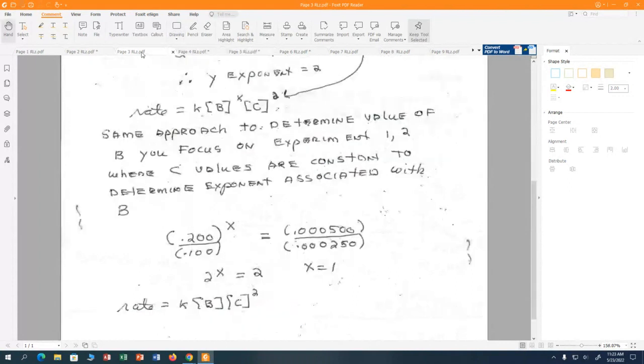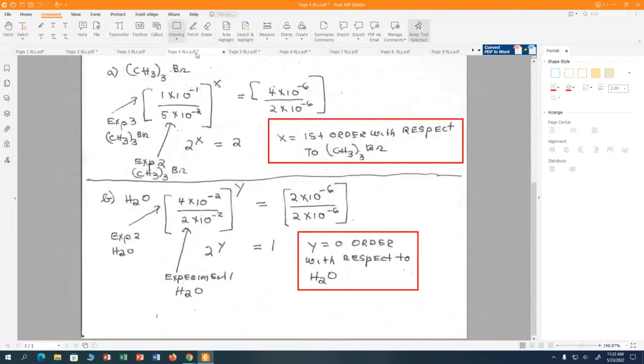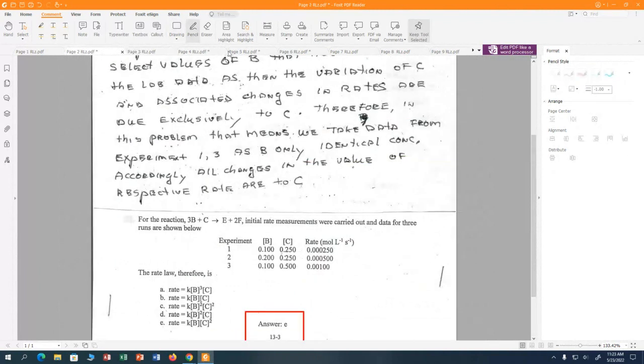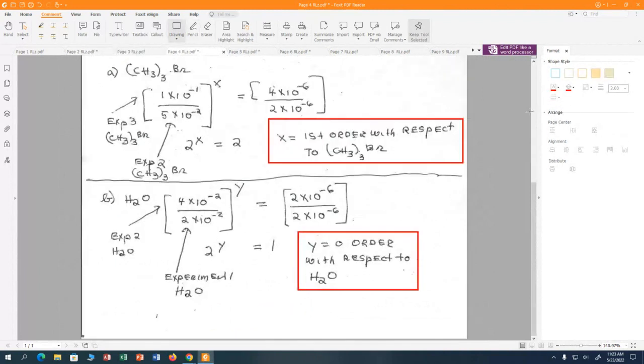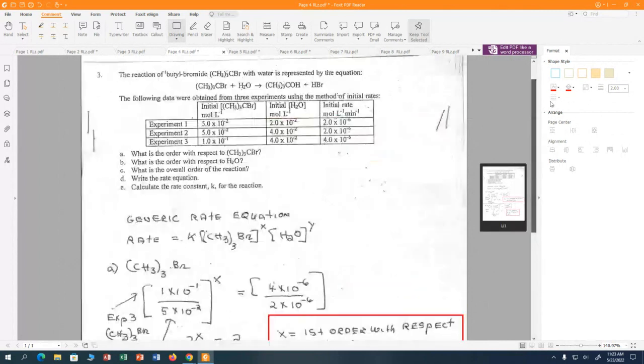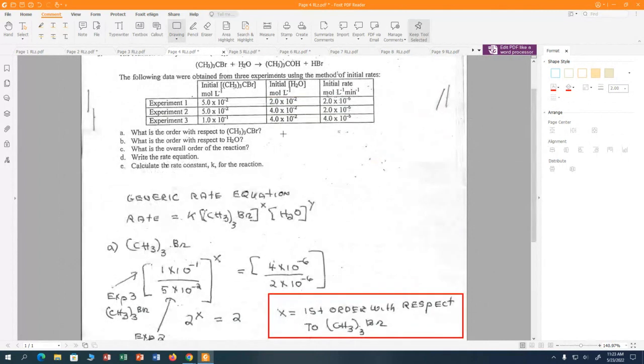Now let's just recap it. When I say recap it, this is the experiment we recapped. They want to know what the order was with respect to CH3Br. We got that. What is the order with respect to H2O? We got that. What was the overall order? Write the rate equation and calculate the rate constant K for the reaction.